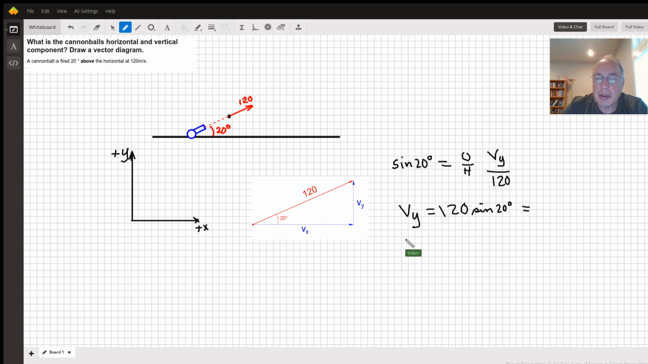And the same in the X direction. We can use the cosine of 20 degrees and the relationship there. The cosine of 20 degrees is equal to the adjacent side divided by the hypotenuse, and the adjacent side is Vx. So we can say it's Vx divided by 120. Then solving for Vx, we get the same thing in the cosine version: 120 times the cosine of 20 degrees. I didn't calculate what those were in advance here.